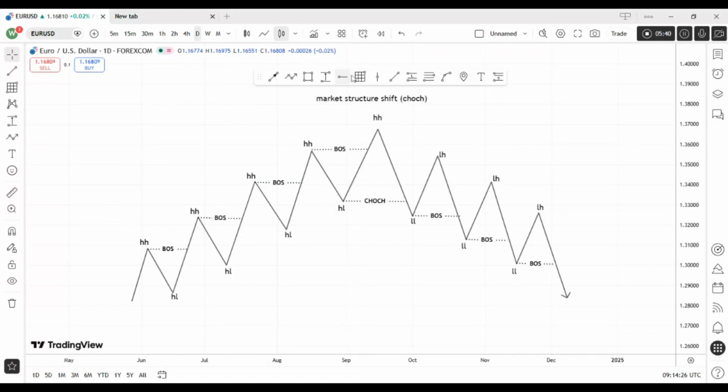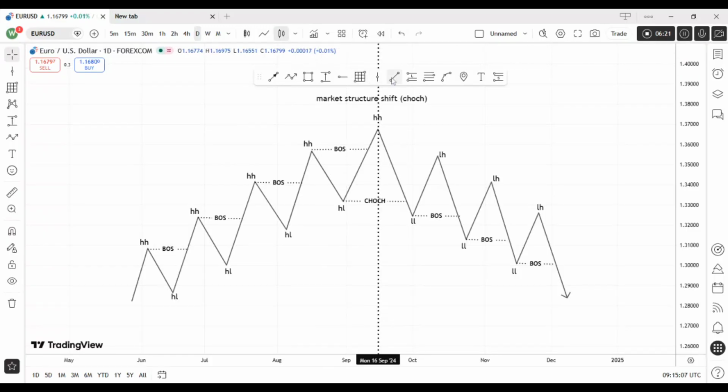So when this uptrend momentum is done, the market forms a change of character. A change of character is formed when a valid higher low in an uptrend is broken by a lower low, thus forming a shift in market structure.